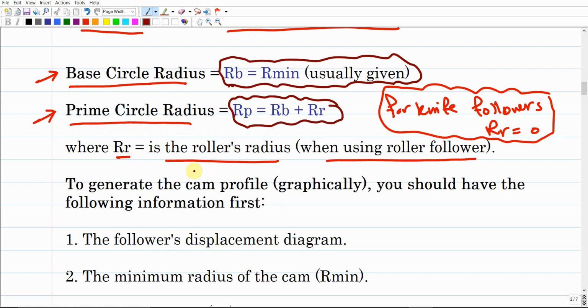Also, we need the radius of the prime circle, which is RP. It should equal RB plus RR. RR is the radius of the roller of the follower, as we discussed.